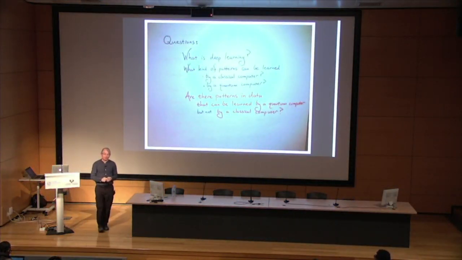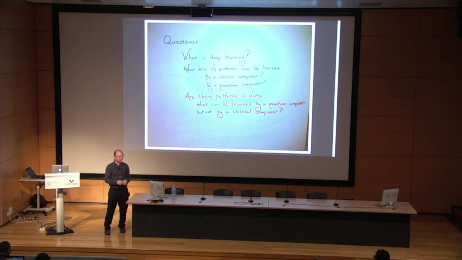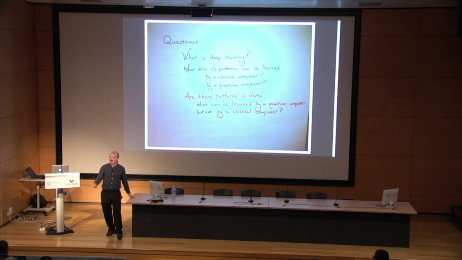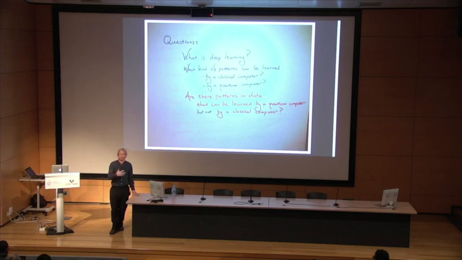But the real question, and particularly in this day when new quantum information startups are popping up like mushrooms all over the place, is can you actually find interesting patterns in classical data that you can't find on classical computers?